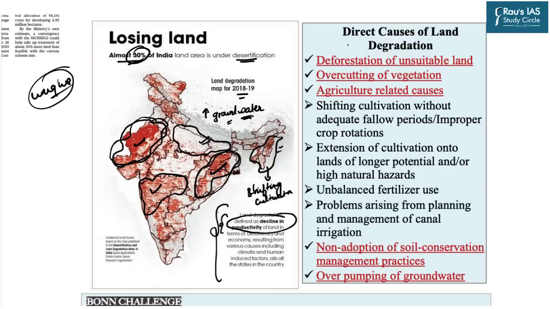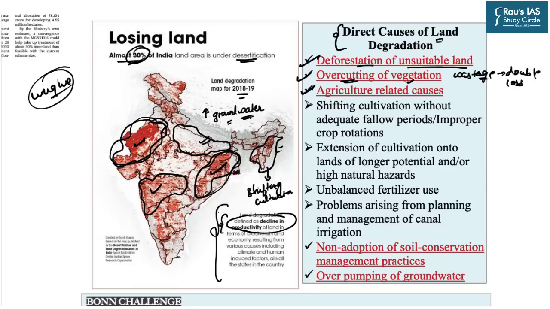So now we will see what are the general direct causes of land degradation. First is deforestation of unsuitable land. Many a times it happens that the natural forests are cleared in order to support the population, in order to grow crops, or it is believed that because that land is not very suitable, we can cut the trees. Similarly, the second factor is overcutting of the natural vegetation. One is cutting to meet the demands, and the other is cutting in excess of the demands, which is an entire wastage. Neither is it meeting our demands, nor are we able to conserve it. So we are facing a double loss in this particular scenario.